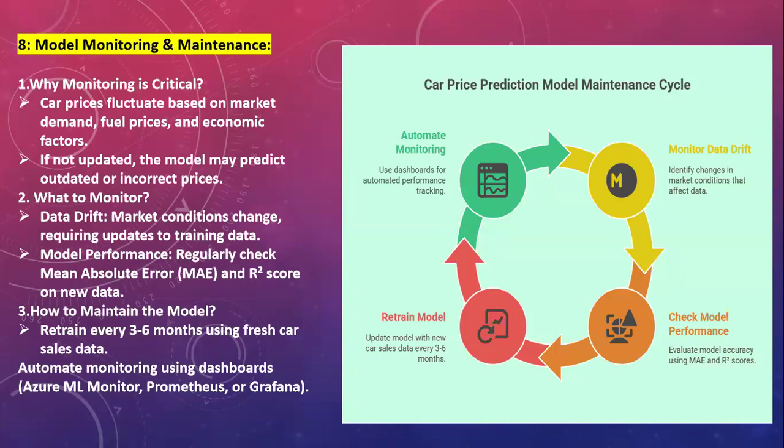That's why we need to keep on updating the training data with new data. We also need to check model performance by regularly checking the mean absolute error and R square on the incoming new data. And we need to maintain the model too. Every 3 to 6 months, we need to retrain the model using fresh car sales data, to check whether our model is predicting accurately or not.